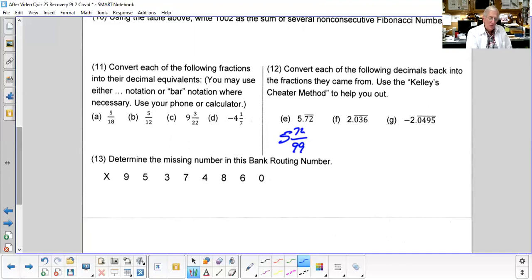F would be 2, right? And there are 3 numbers repeating there. So you put 036, or you can just put the 36 if you want, over 999. And for G, you would use -2, and I'm going to leave this arrow off. I would put the 495 over what? 4 9s. Are you required on the test to reduce those? No, you are not.